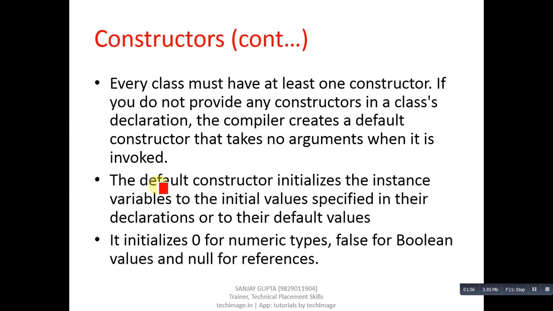The default constructor initializes the instance variables to the initial values specified in their declaration or to their default values. It initializes 0 for numerical types, false for boolean values, and null for references. So if you provide any constructor, then those values will be initialized. If you do not provide constructors, then these initial values will be assigned to attributes of the class.